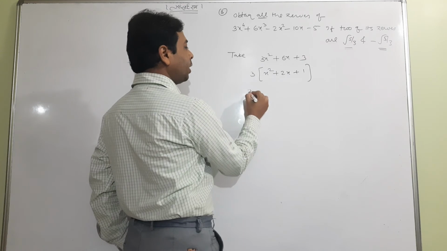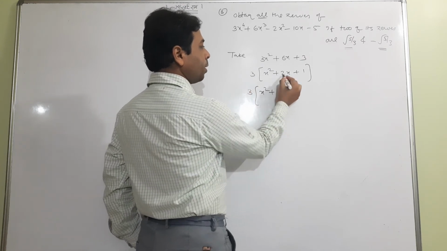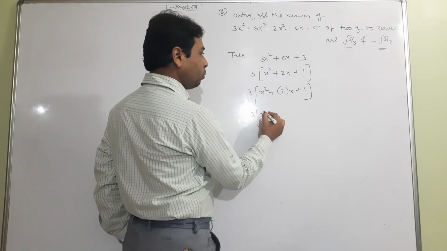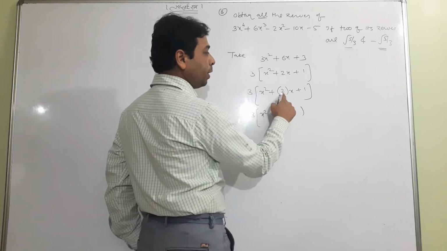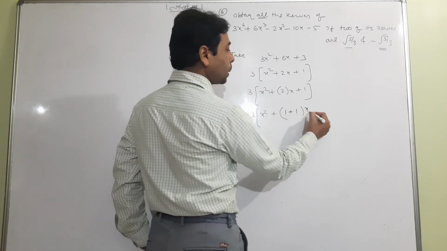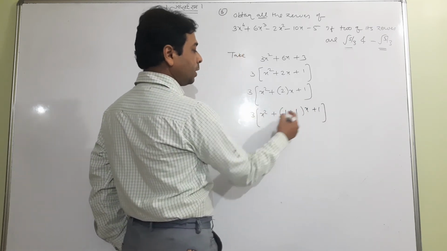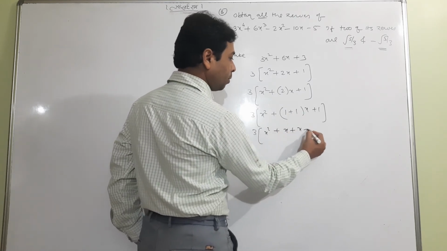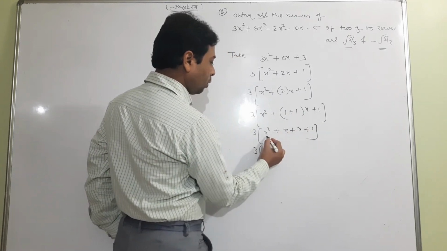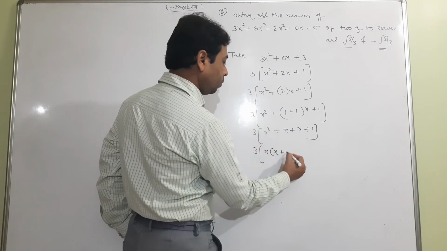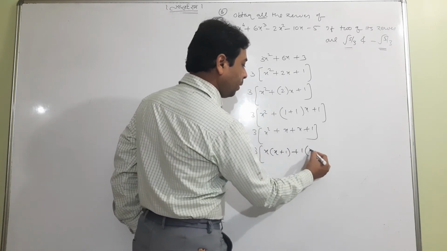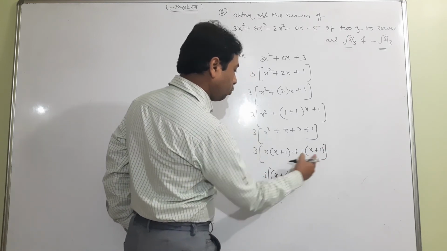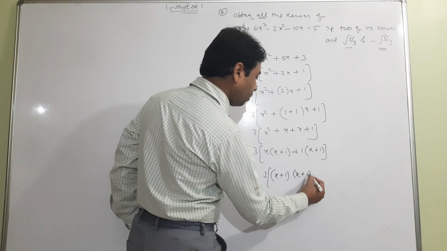Now split the middle term. Split 2 such that the addition is 2 and the product is 1, like 1 plus 1: 1 and 1 make 2, and 1 times 1 is 1. So what to do next? x^2 plus x plus x plus 1. Now take out x common, now take out 1 common, now take out x plus 1 common. What's remaining? x plus 1.